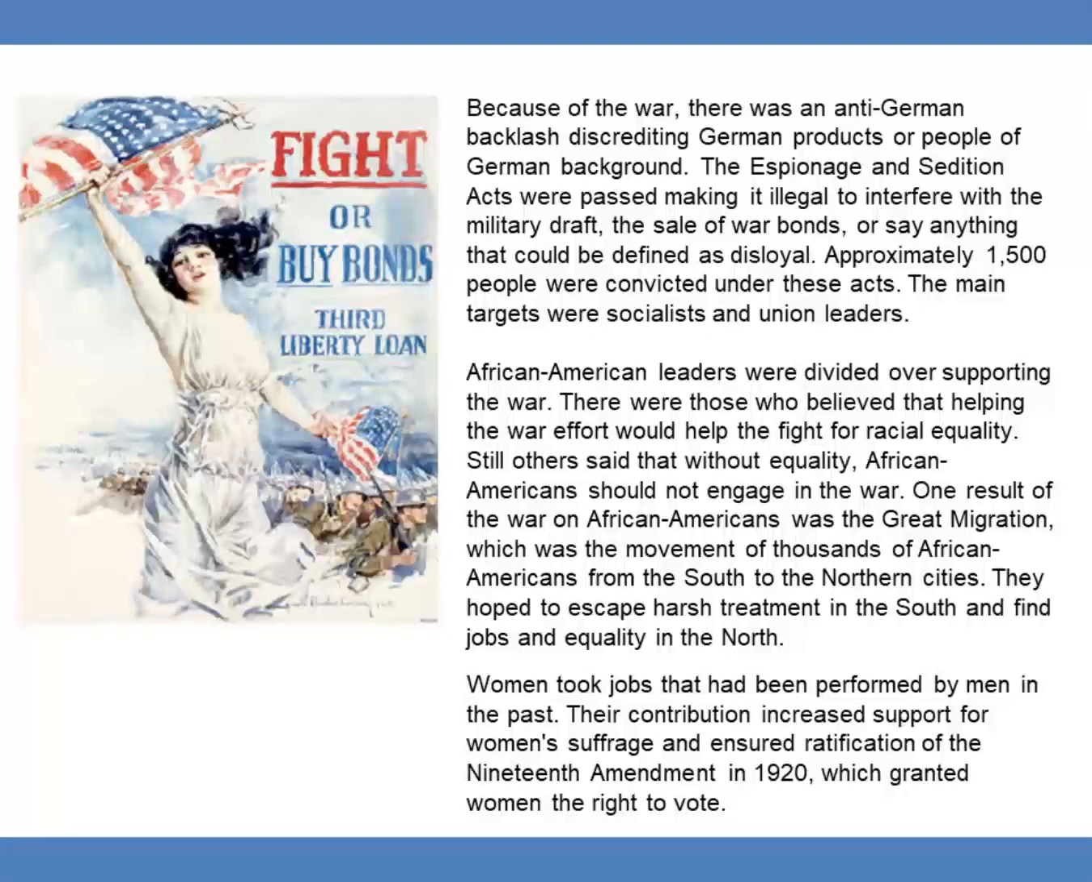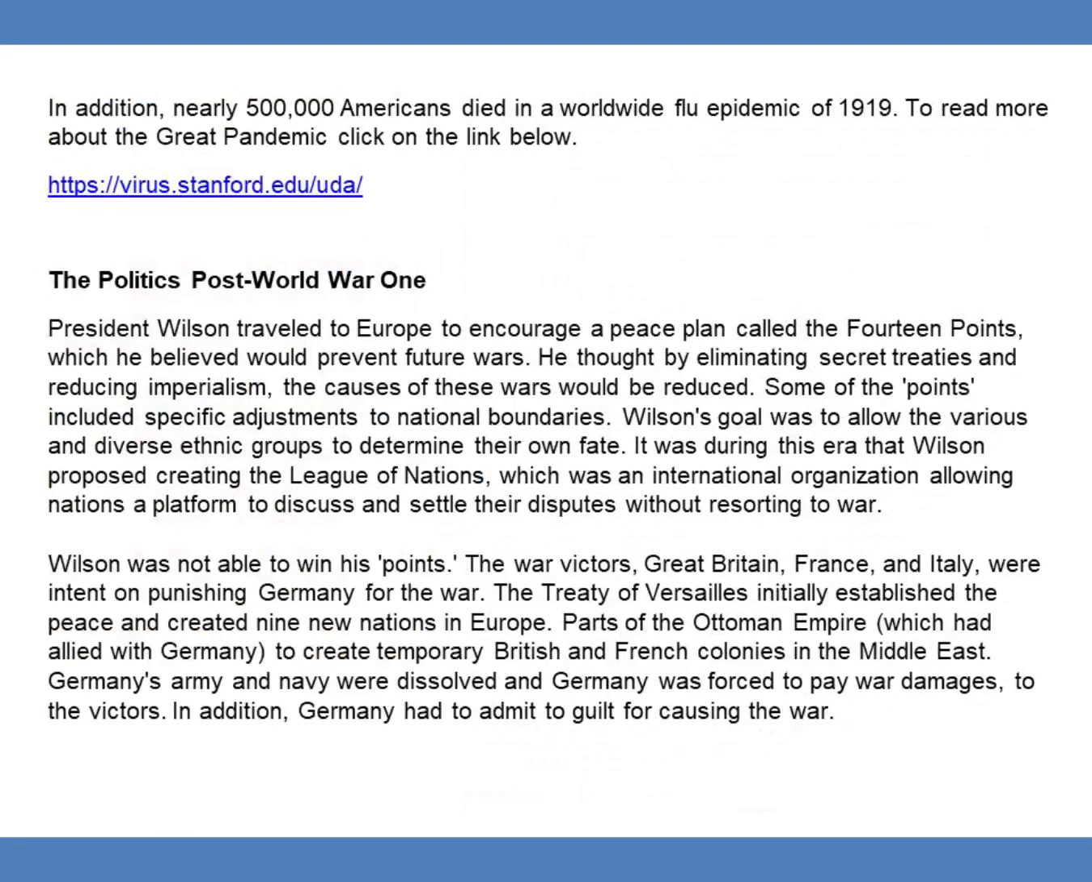Women took jobs that had been performed by men in the past. Their contribution increased support for women's suffrage and ensured ratification of the 19th Amendment in 1920, which granted women the right to vote. In addition, nearly 500,000 Americans died in a worldwide flu epidemic of 1919. To read more about the Great Pandemic, click on the link below.